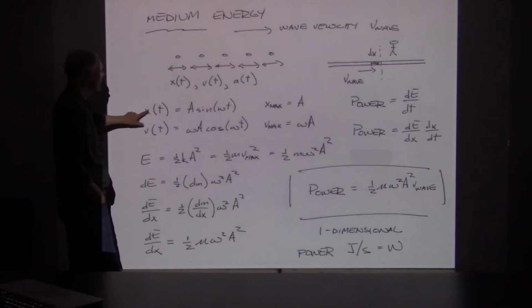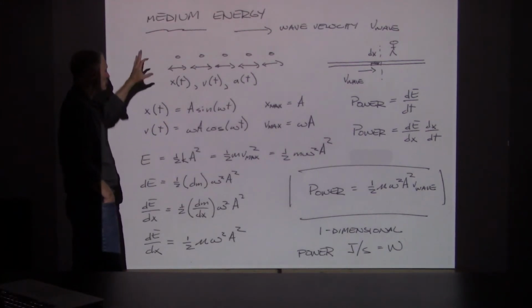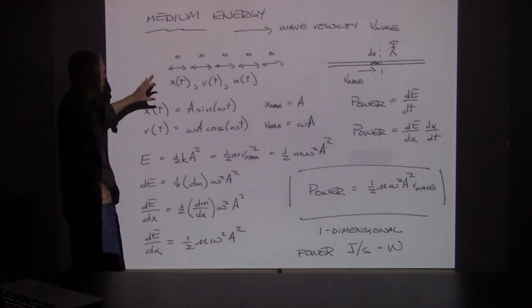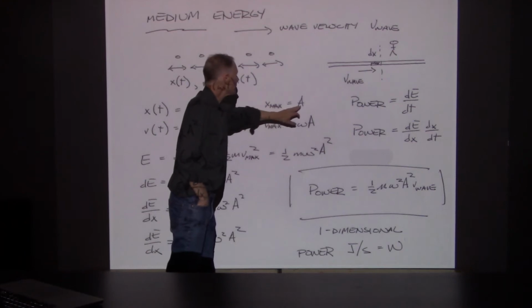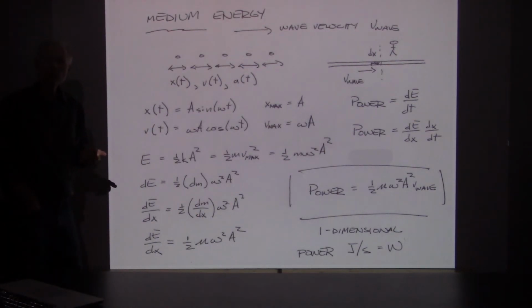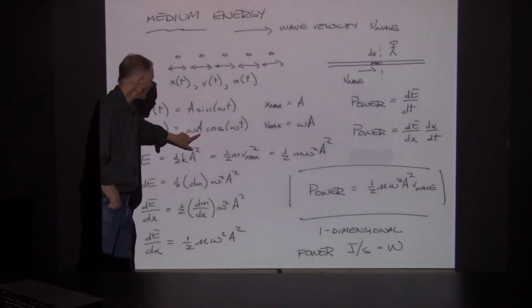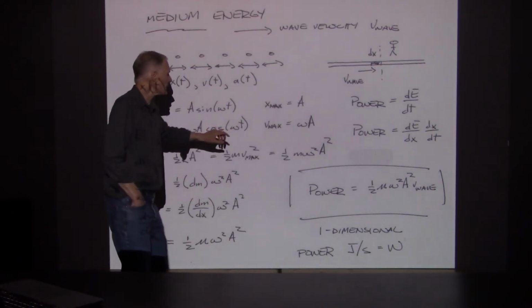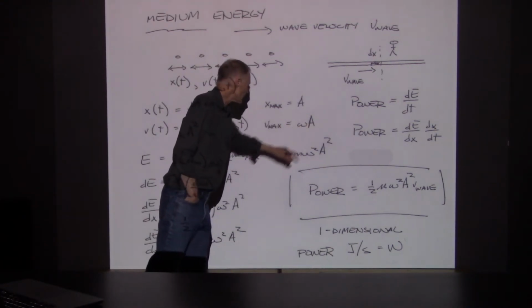So let's say that we use a sine function to represent an oscillation. Maybe it's longitudinal or maybe it's transverse. Either one works. The maximum displacement is given by the amplitude. So we need to know what the amplitude of the oscillation is. And then for velocity, that became omega A cosine omega t. Now the v max value is omega times A.